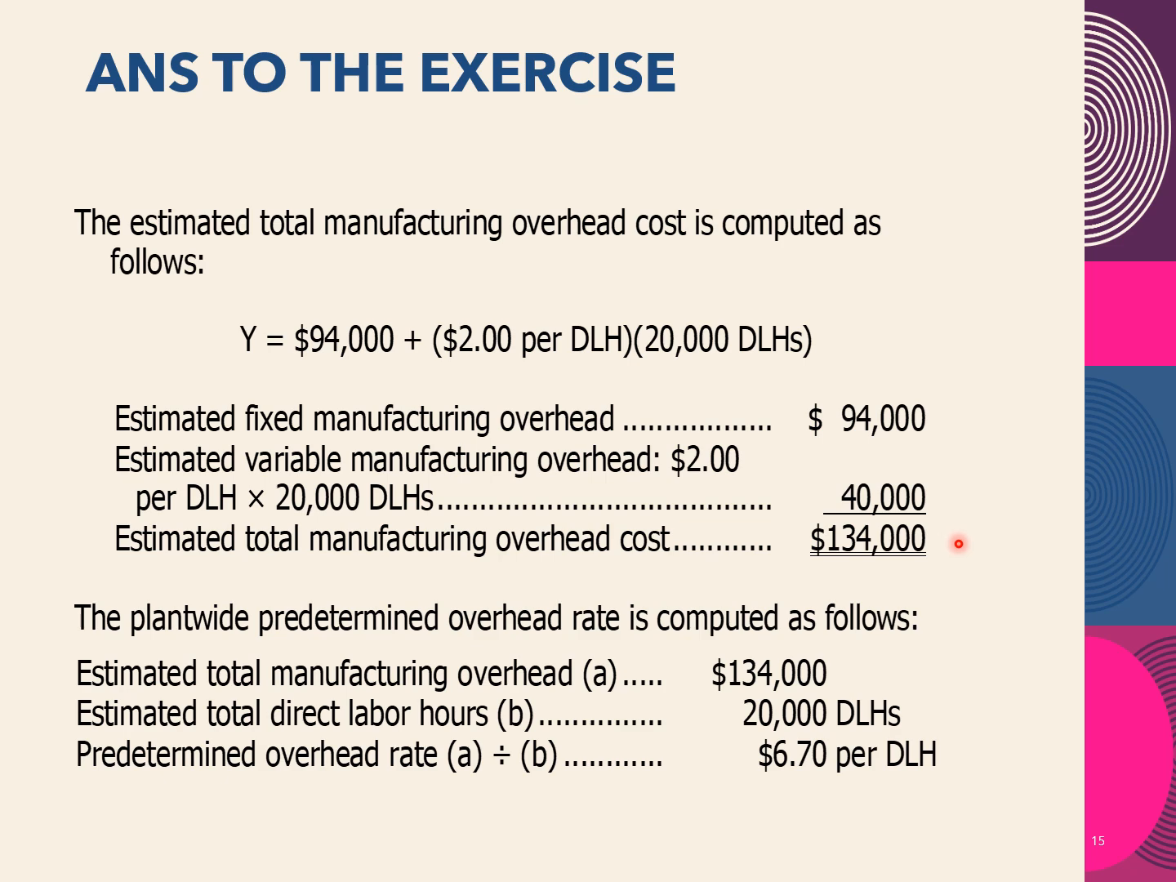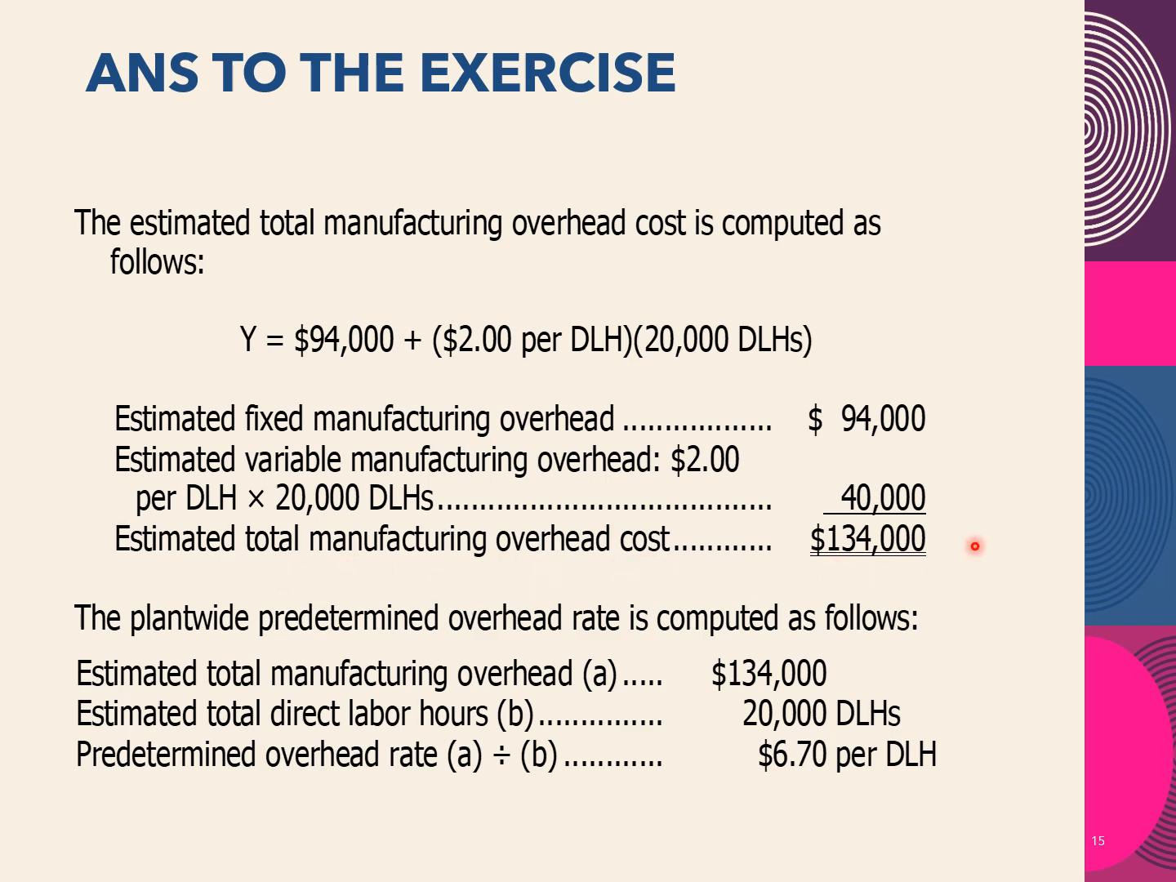Our estimated total manufacturing overhead cost is $134,000, which includes two parts, a fixed part and a variable part. Estimated fixed manufacturing overhead is $94,000, which is given in the question, and this is the variable part. 20,000 direct labor hours are estimated to be used at $2 per direct labor hour, so that's $40,000. So the estimated total manufacturing overhead cost is $134,000.